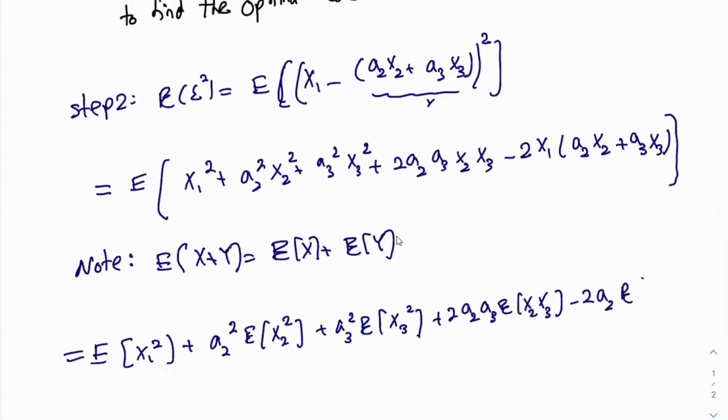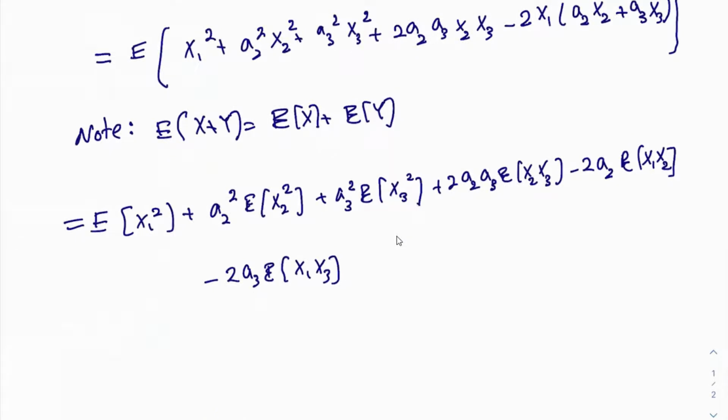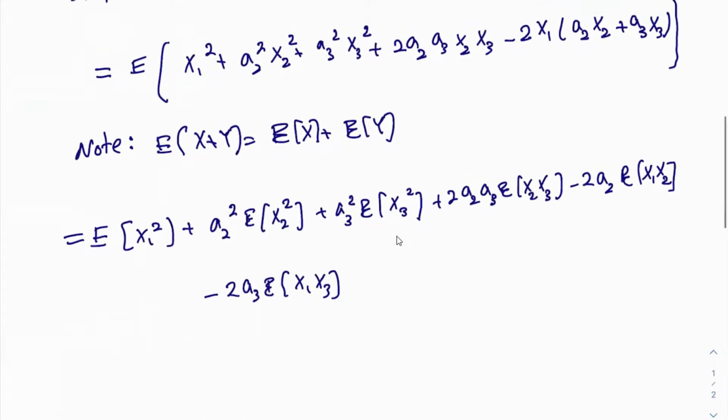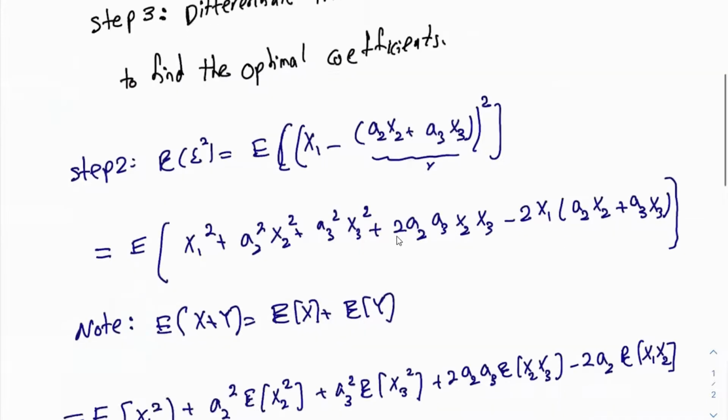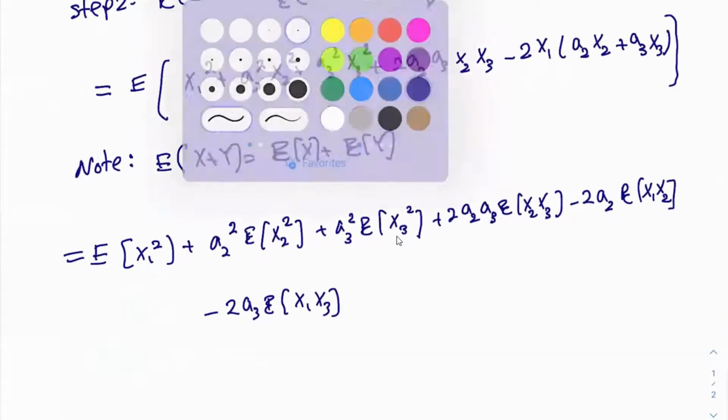So a2 and a3 are deterministic, unknown but deterministic. So we can take them out of the expectation. Minus 2 a2 expected value of x1 x2, minus 2 a3 expected value of x1 x3. Okay, perfect. And this is after I expand.